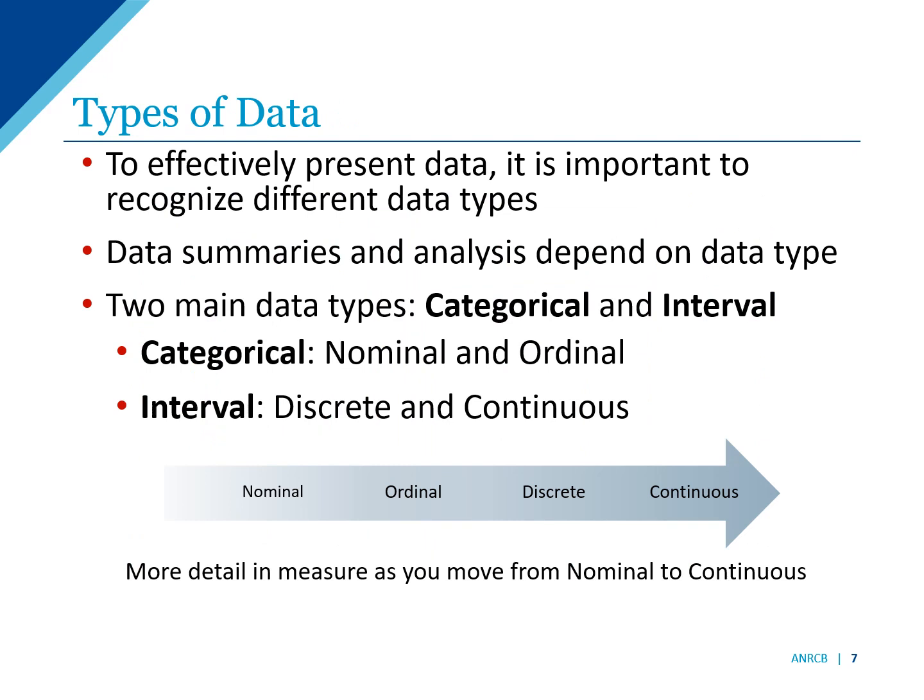In order to effectively present data, it is important to recognize different data types. Proper data summaries and analysis depend on data type as well. As we introduced in 7.2, there are two main data types, categorical and interval. The categorical data has two subtypes, nominal and ordinal. Interval data also have two subtypes, discrete and continuous. As you move from nominal to continuous data types, the amount of detail contained in your measurement increases.